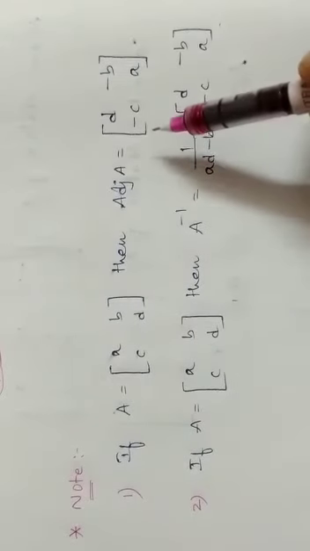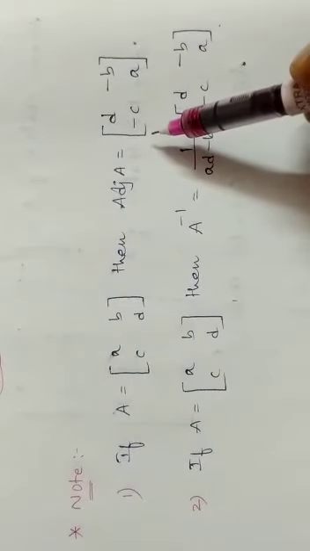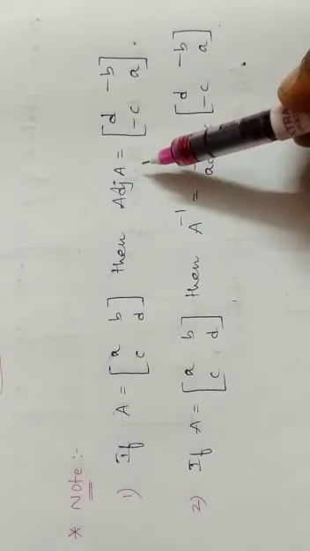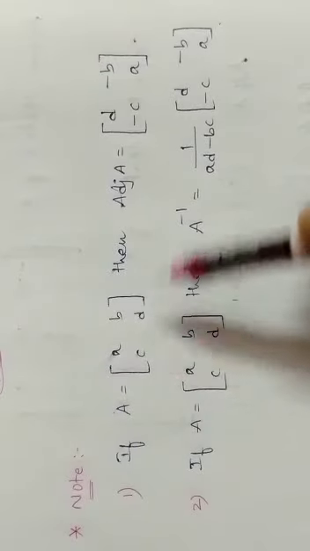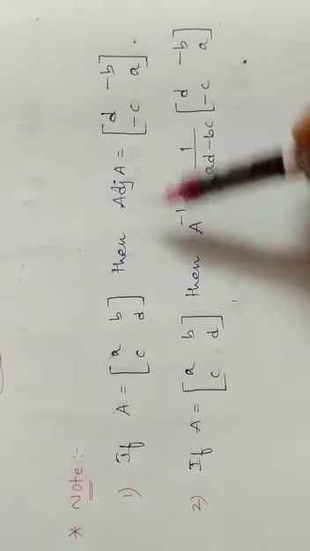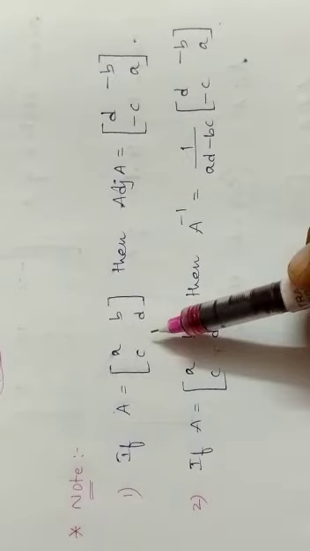For 2 by 2, this formula. For 3 by 3, find the minor matrix, then the cofactor matrix, and the transpose of the cofactor matrix. It gives the adjoint matrix. That is all for 3 by 3 matrices. This formula is purely for 2 by 2 matrices.